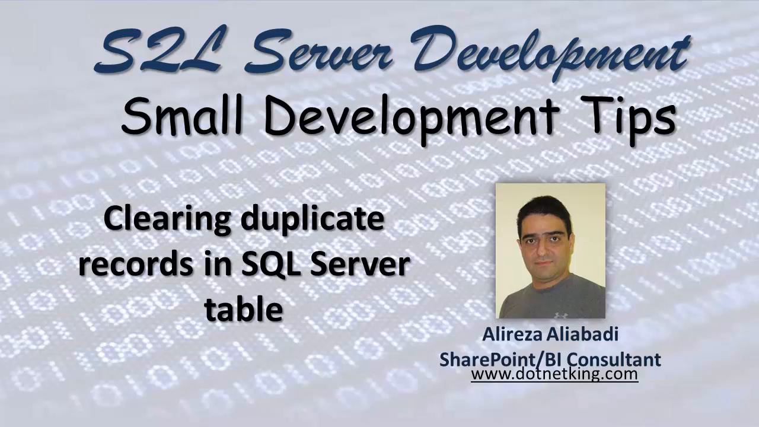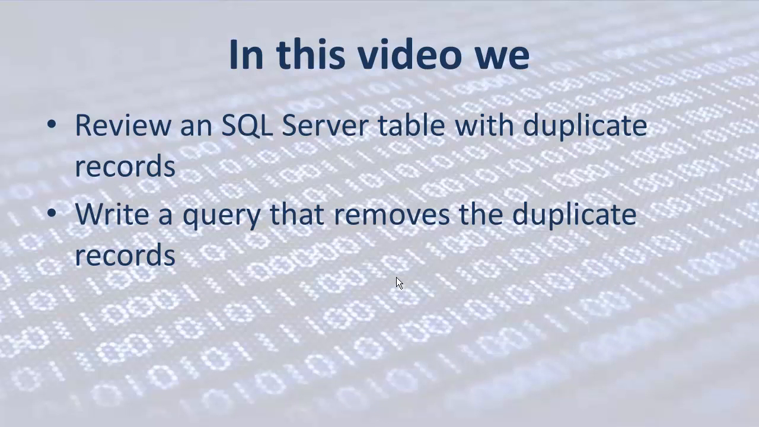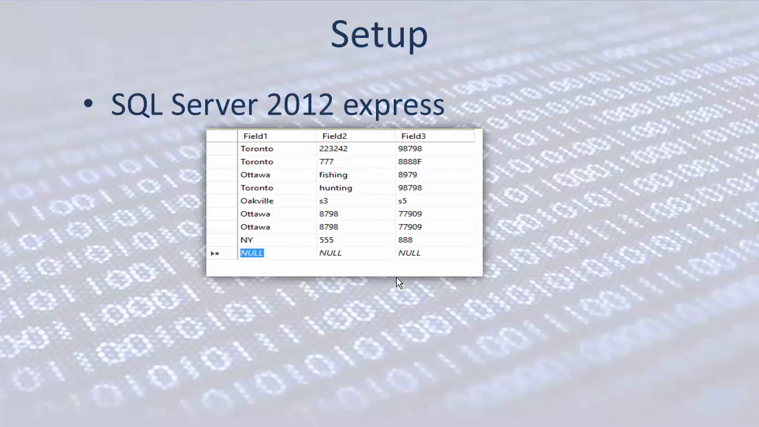Usually these tables are massive, thousands or millions of records. So basically writing code that goes through the records one by one is quite inefficient. So in this video, I would like to show you how you can get rid of duplicate records and clear your database table. We start by reviewing the SQL Server table with the duplicate records, and then we write a query that removes the duplicate records.